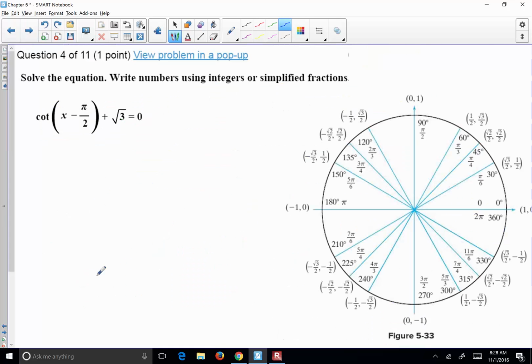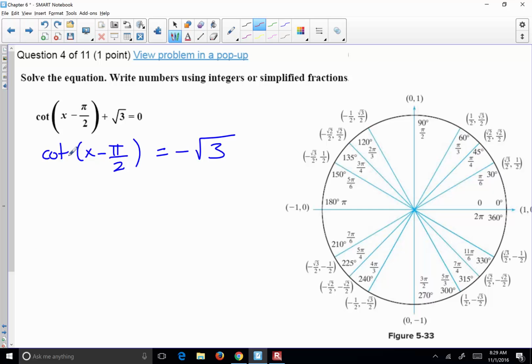Alright, next. We have another cotangent equation to solve. But this time, I'm glad x is not being divided by a number. If there was a number, we would have to do the same trick. This time x has a number subtracted, so that's no big deal. This is not something we need to be scared of. But again, we need to get cotangent all by itself. So I will put the root 3 to the other side as minus root 3 first.